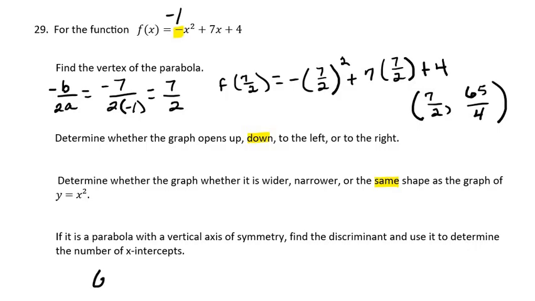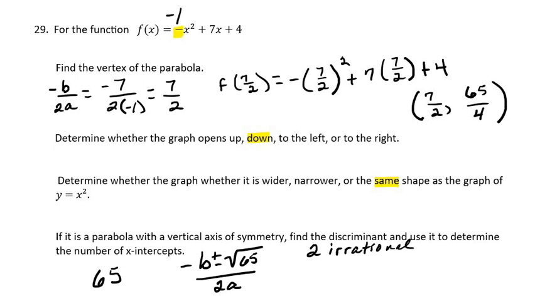The discriminant here is going to be 65. When I put that into my quadratic formula, I have the square root of 65. And the square root of 65 cannot be simplified. It is an irrational number. So actually what I have here are 2 irrational numbers. But irrational numbers are real. So I'm going to have 2 x-intercepts.